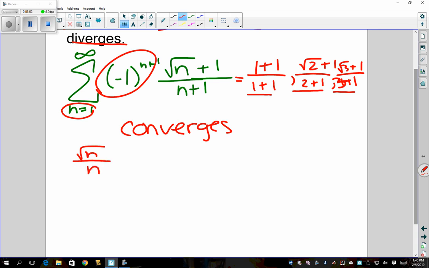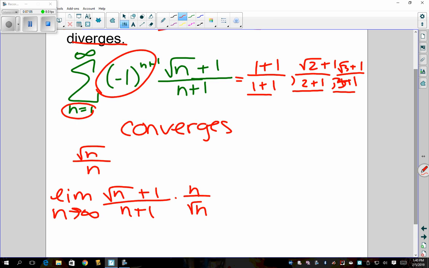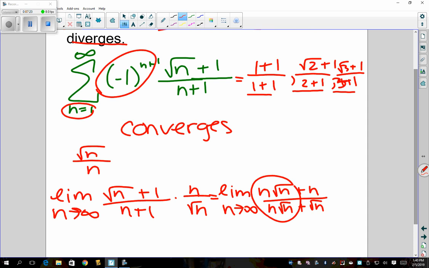I'm not going to try to simplify that at all. So I'm going to take the limit as n approaches infinity, root n plus 1 over n plus 1 times, flip the fraction, we get n over root n. So we get the limit as n approaches infinity, n times the square root of n plus n times the square root of n plus the square root of n. So when we're going to infinity, I'm looking at this highest power. These kind of cancel out, and this ends up just going to 1.